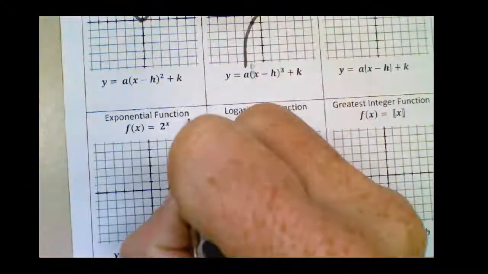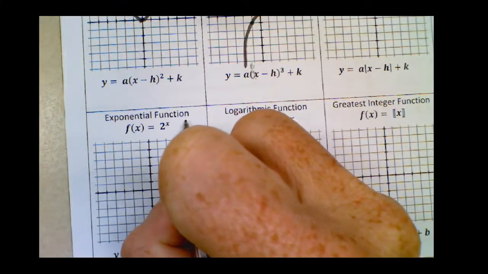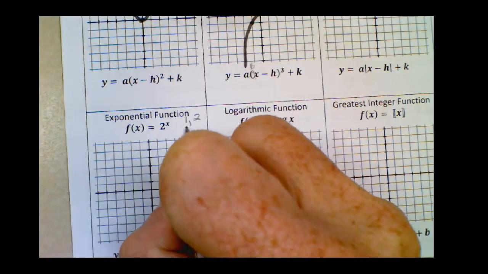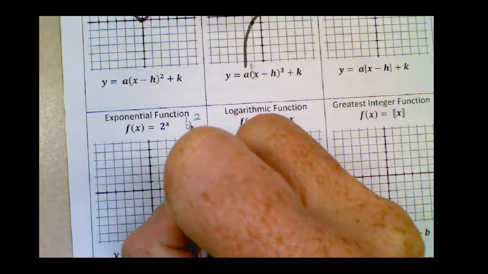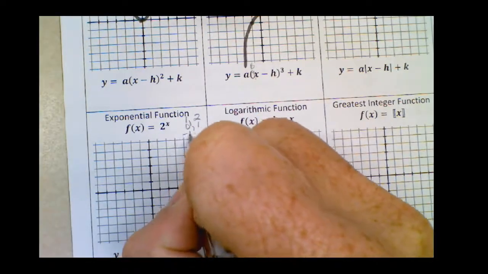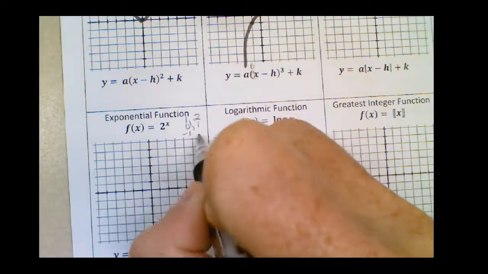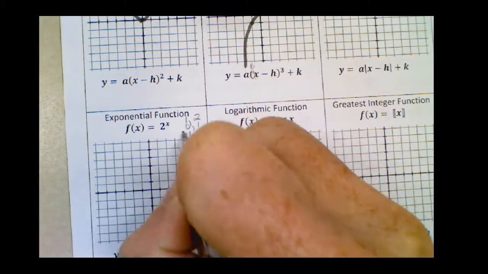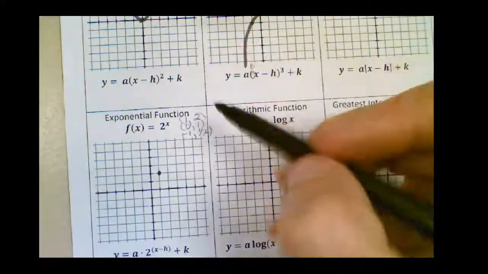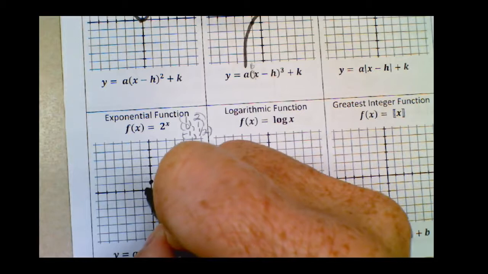Okay, exponential function. So again, let's just use our 3 quick little numbers that we have. So 2 to the first would be 2. 2 to the 0 power, well, 2 to anything to the 0 power would be 1. And then 2 to the -1 power is the reciprocal of what we got up here. So that would be 1/2. So I've got (1, 2), (0, 1), and (-1, 1/2).